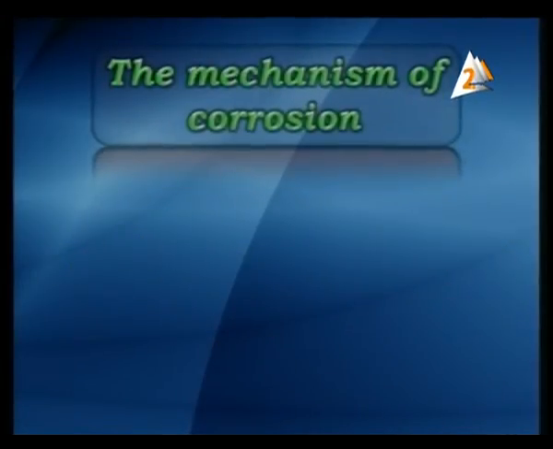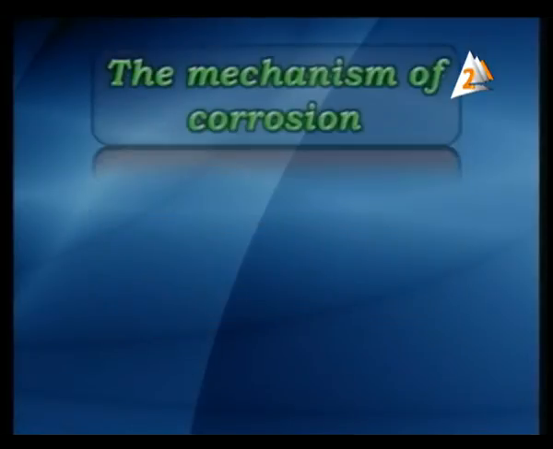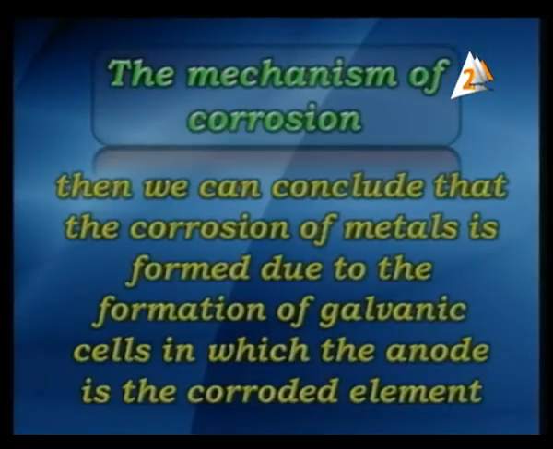Now, the mechanism also depends on the contact between a less active metal and a more active metal. Good, less active, more active. This is the most important, as in iron oxide. The first one is the active metal, oxygen. The other part is less active than the oxygen, it means reduction, the iron. So it causes corrosion of the more active metal in the same medium. This is the main factor. This is not the whole mechanism of corrosion; we have another part.